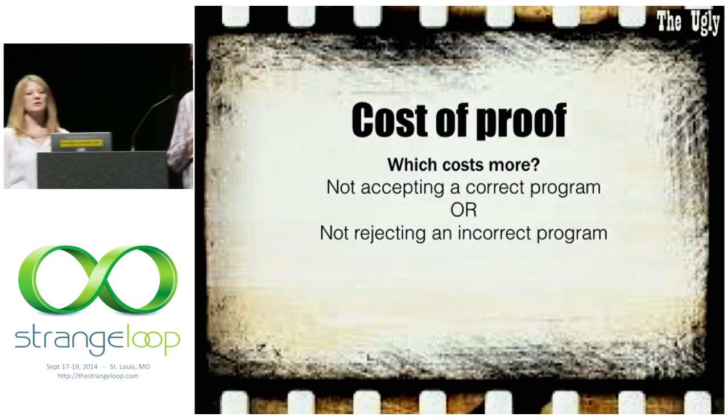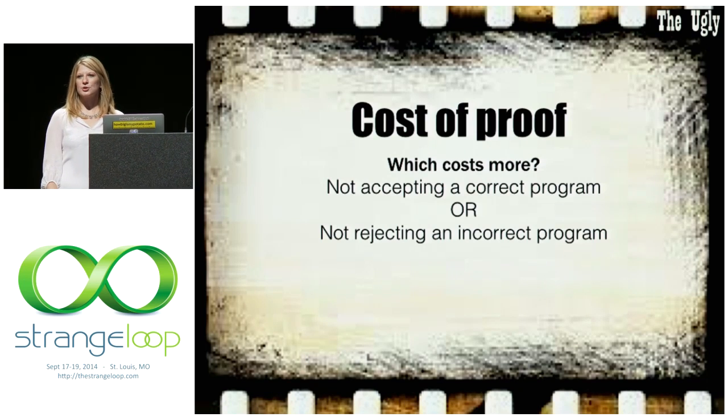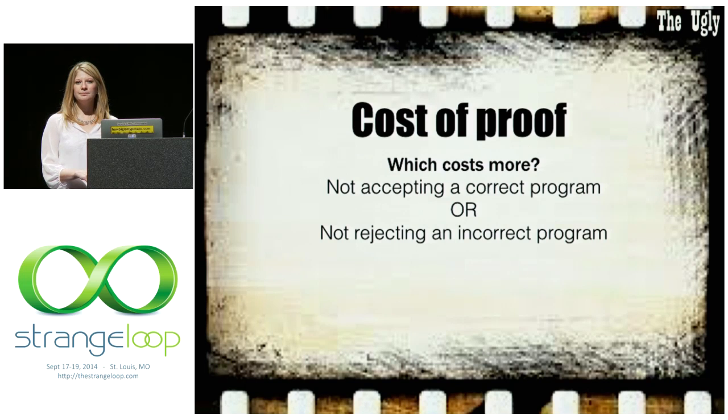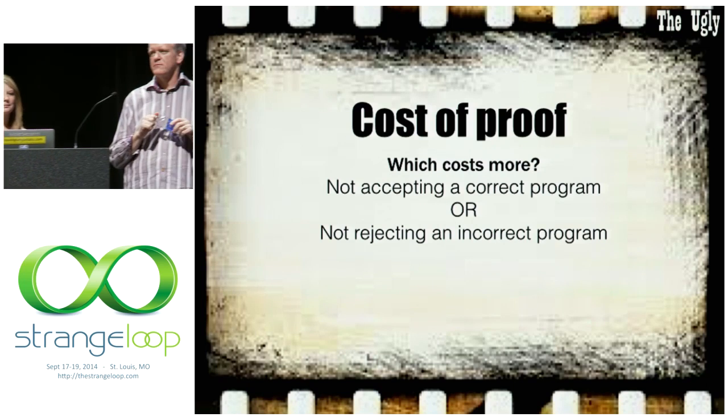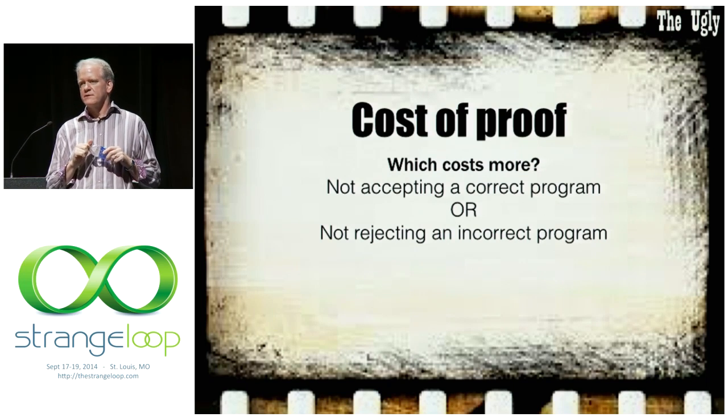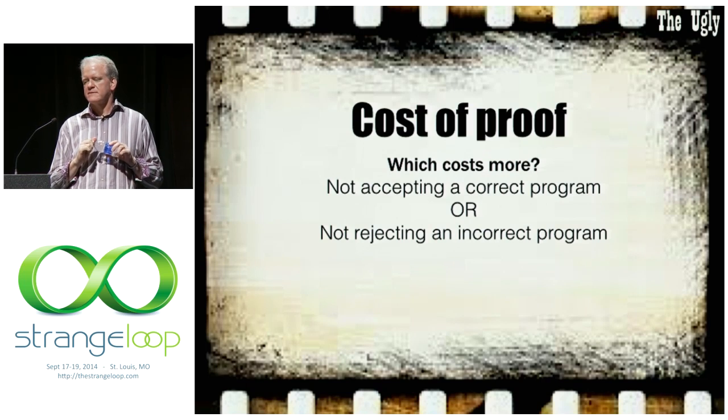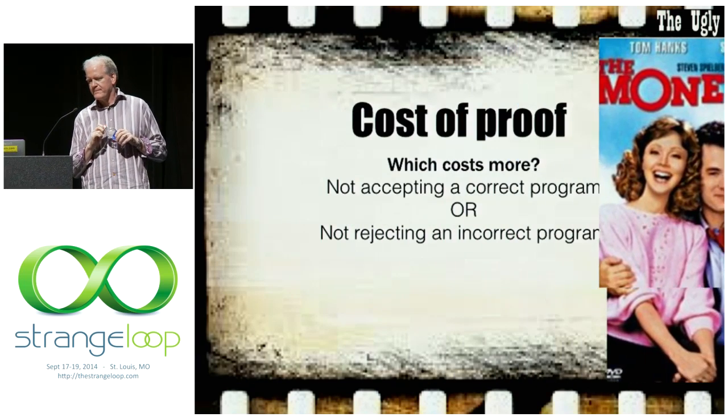So you have to ask, what's the cost of proof? Which costs more to your company, which costs more to yourself? Not accepting a correct program or accepting a program that is incorrect. Yeah, what's your loss function? What's at stake when your program misbehaves?